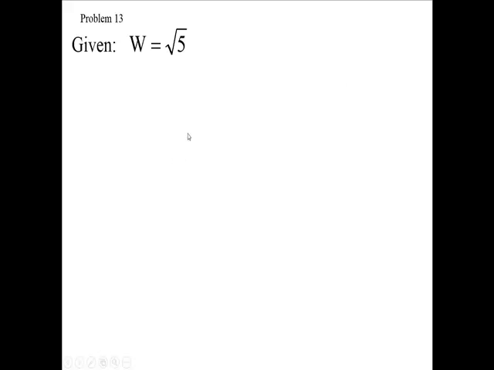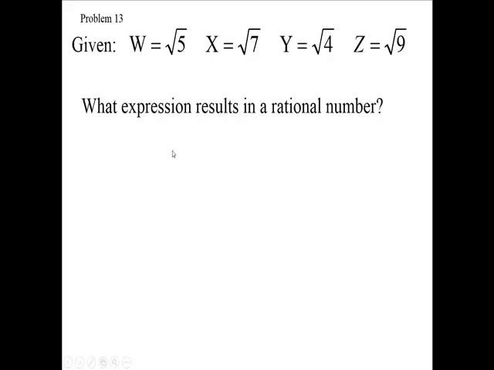Given w is the square root of 5, x is the square root of 7, y is the square root of 4, and z is the square root of 9, which expression results in a rational number? So we have to know what a rational number is. And we have four choices: w plus x, y plus z, x plus y, or w plus z.